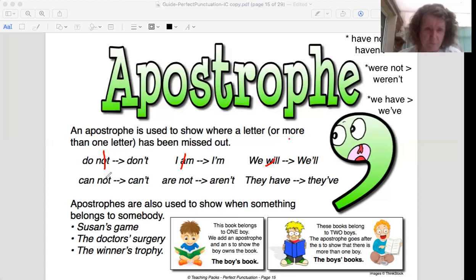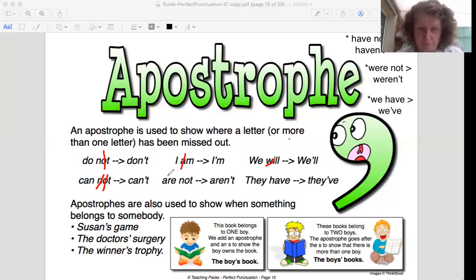Cannot. Ooh, this changes, doesn't it? Quite a bit. So let's look at this. One of the N's is out, and the O. Two letters are missing from this. So you've got C-A-N apostrophe T, can't. Well, we say can't. Some people might say can't. So you've got two letters missing, and that apostrophe shows that they're missing.